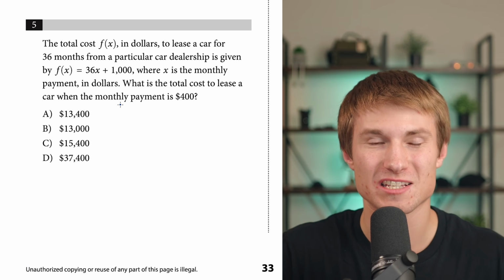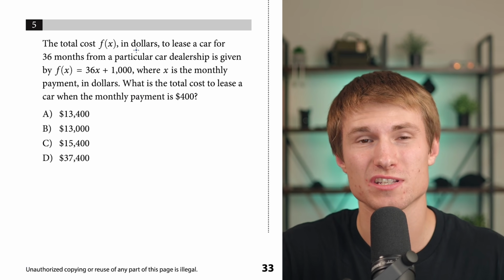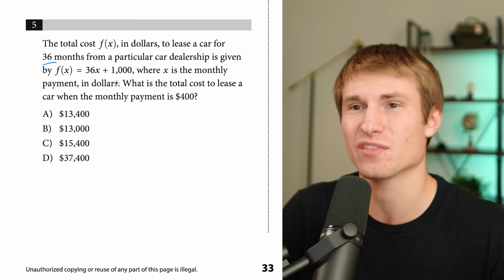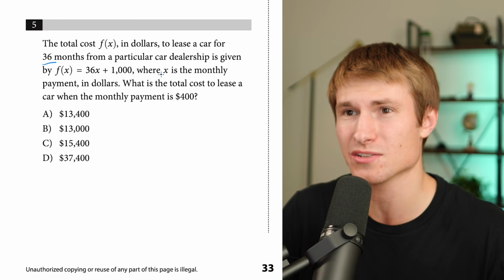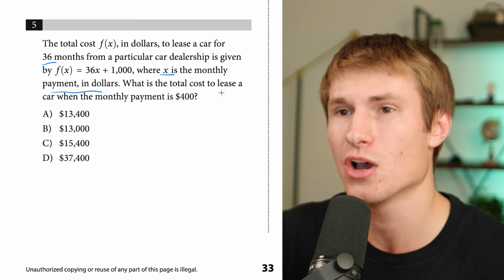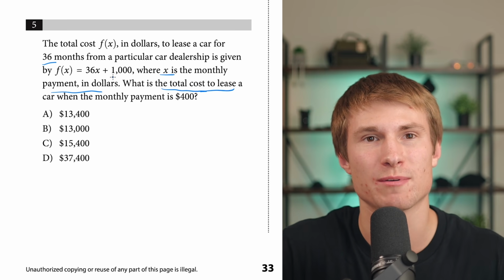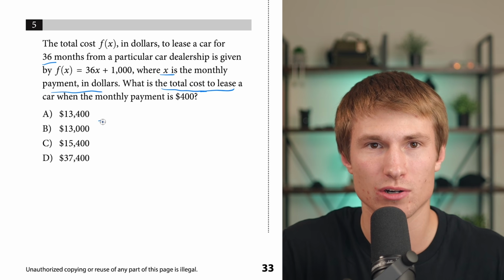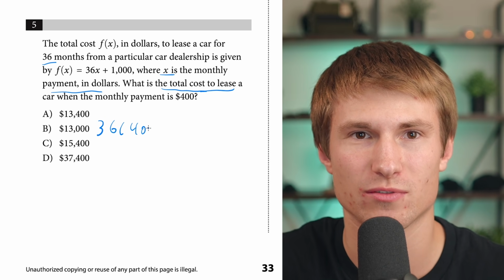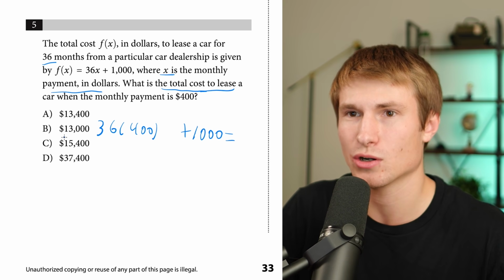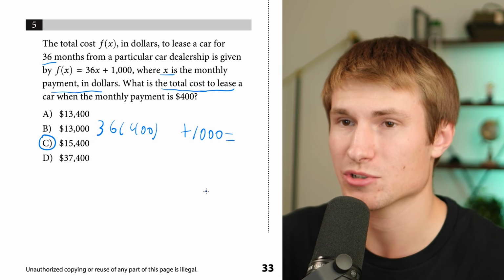Here's how to solve this SAT math question in under 60 seconds. The question states the total cost f of x in dollars to lease a car for 36 months from a particular car dealership is given by f of x equals 36x plus 1,000, where x is the monthly payment in dollars. What is the total cost to lease a car when the monthly payment is 400? We know the monthly payments are represented by x, so we can go ahead and substitute 400 in for x, and we will have 36 times 400 plus 1,000, and that will end up giving us our answer of $15,400, which is answer choice C.